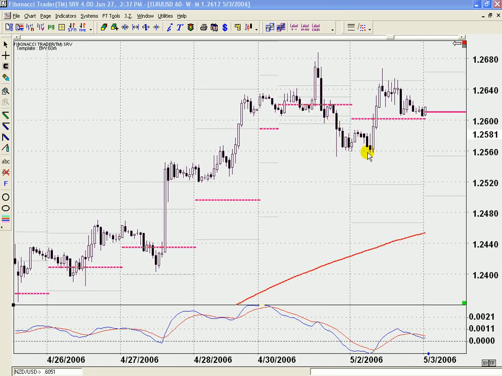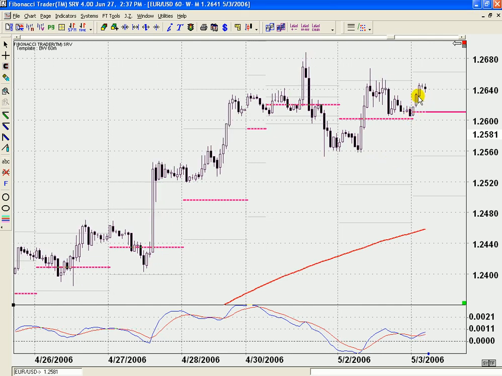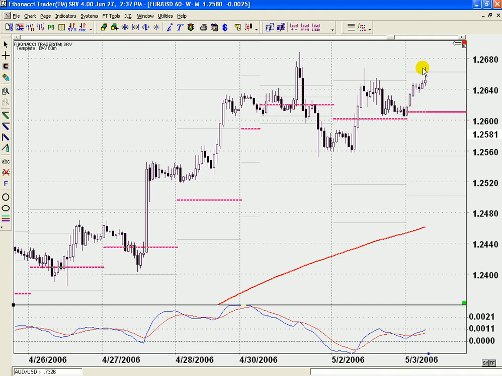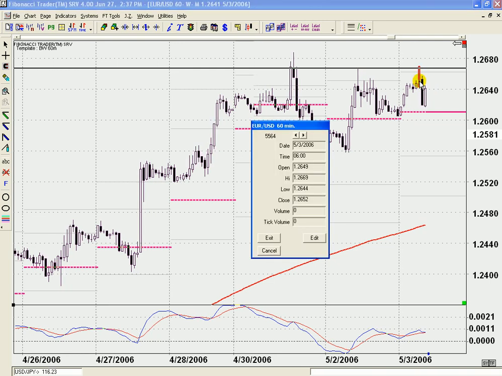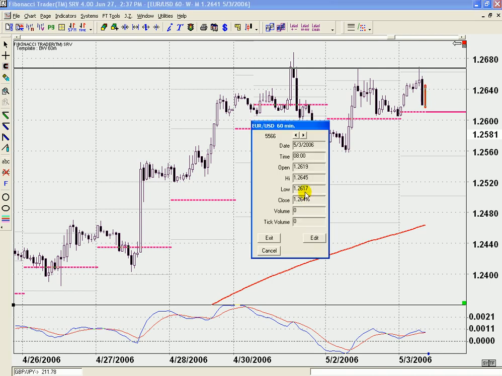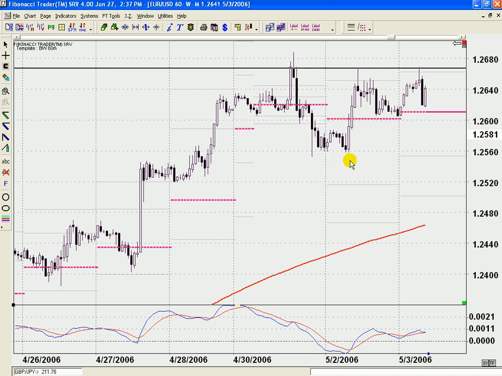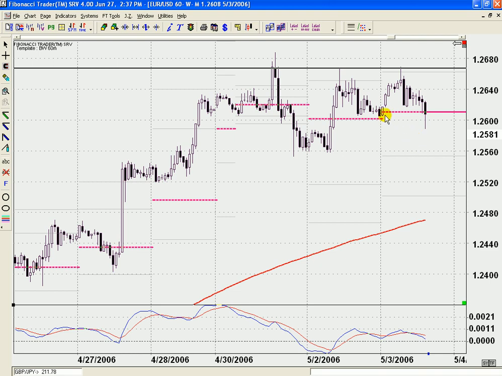Euro US dollar 60-minute chart. London opens, rallies, tests previous day's high. It rejects. So the high was 26.69 to a low of 17. Okay, so a 50 pip bounce, not bad for the euro. It's pretty much consolidating. Attempts to move below the lows, but trades and continues to trade above.